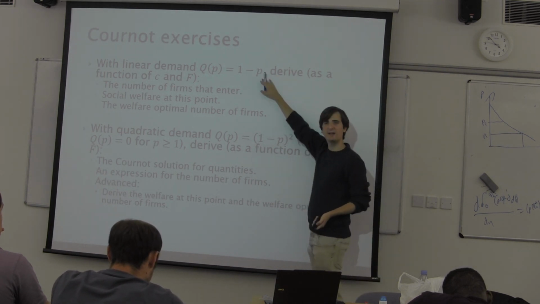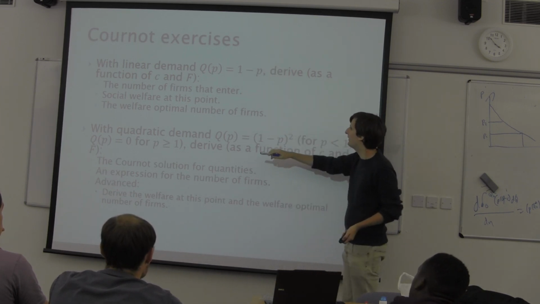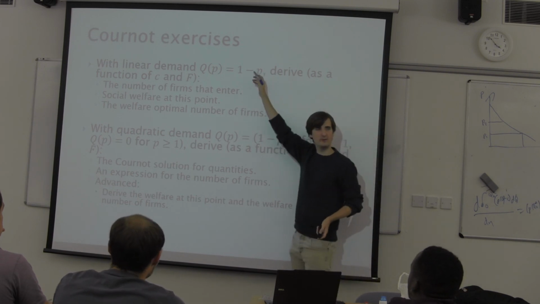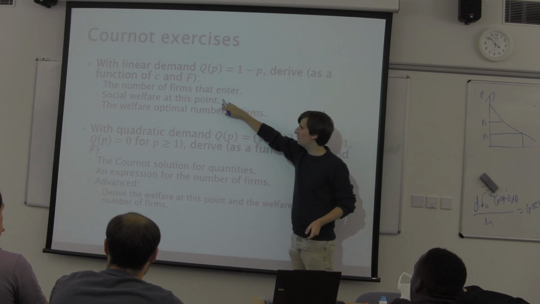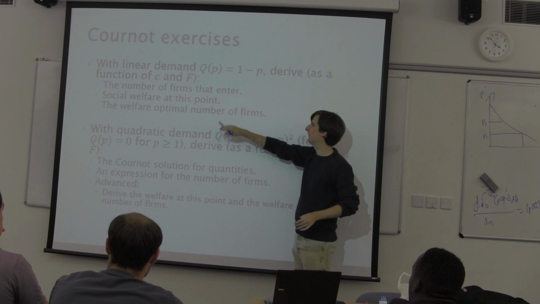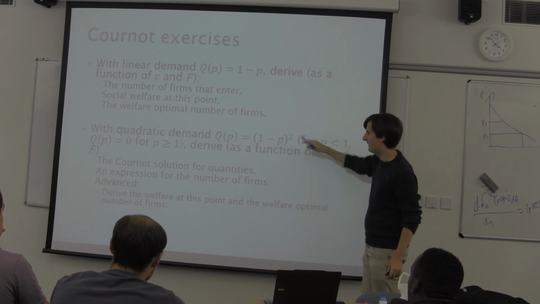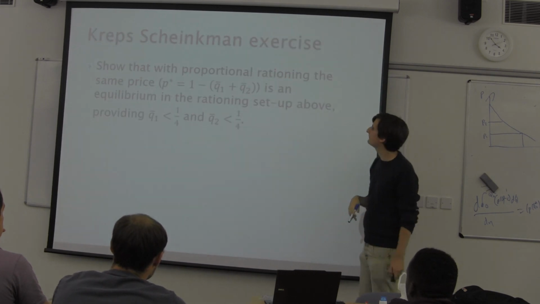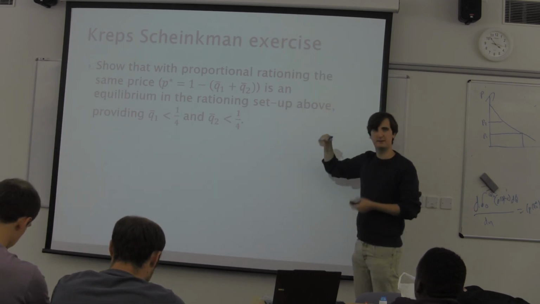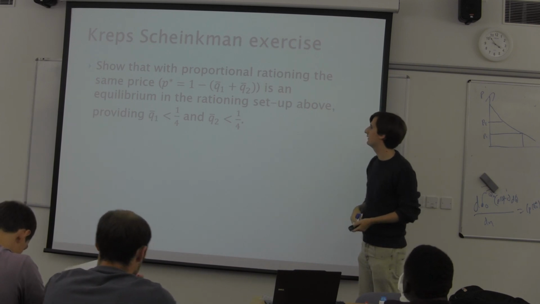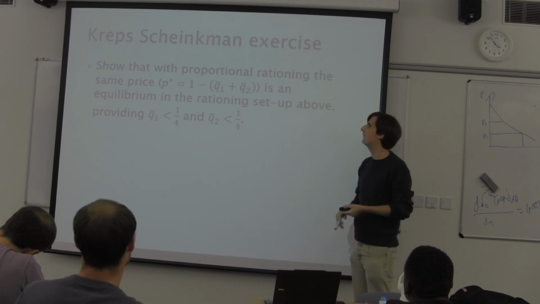And here are some more exercises for Cournot competition. Linear demand curve, the easiest demand curve you could possibly see, 1 minus P. Derive price and quantity, that shouldn't be too hard. How many firms enter, that's not too hard. Social welfare is a little bit trickier. Welfare optimal number of firms, a bit more tricky again. And then a similar thing for quadratic. And then I also have some exercises about this Kreps-Scheinkman quantity then price. It's very similar, but with proportional rationing now rather than efficient rationing.